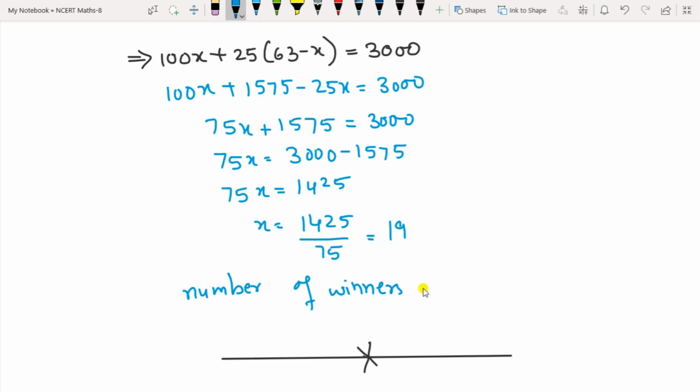They are asking for the number of winners, so the number of winners is x equal to 19. Okay, so that's all for now.